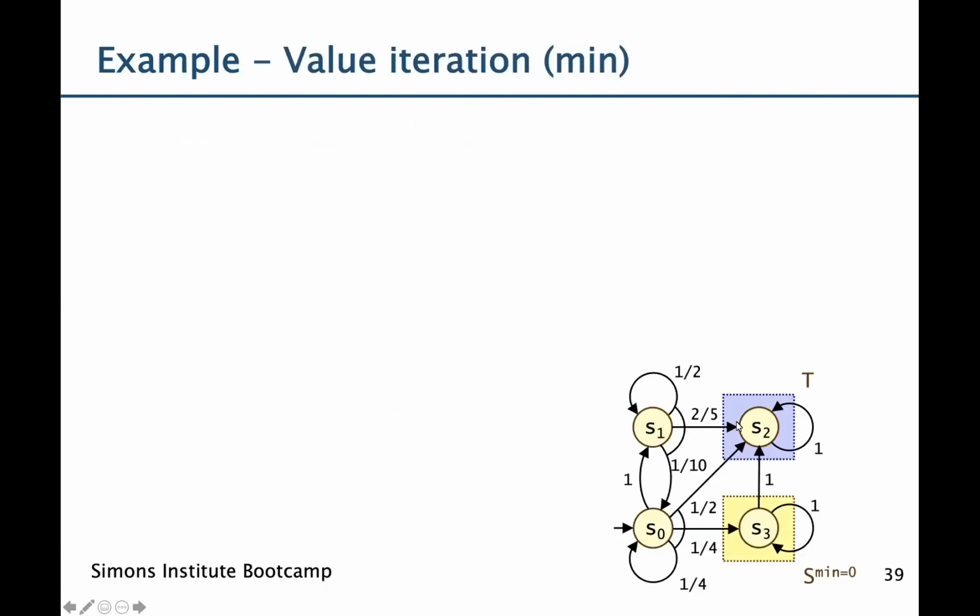So let's consider value iteration, where we want to find the minimum probability that we get to S2.